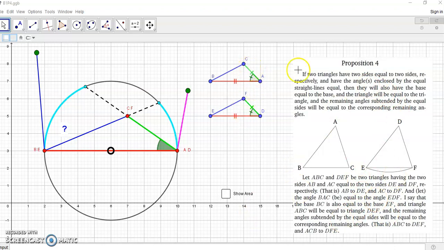So this is what Proposition 4 says. It says, if 2 triangles, this triangle ABC and DEF, have 2 sides equal to 2 sides, so the green side equal to the green side, the red side equal to the red side, and have angles enclosed by the equal straight lines equal, in other words, this angle equal to this angle, right? Then they will also have the base, which is the blue line, the base equal to the base. So this line will obviously equal this line, right?